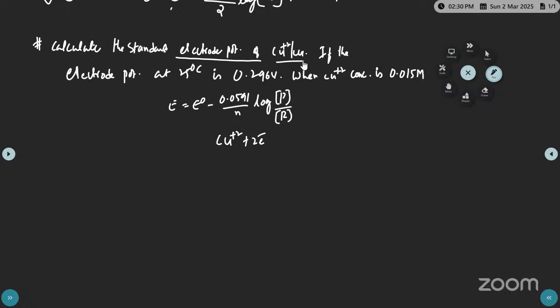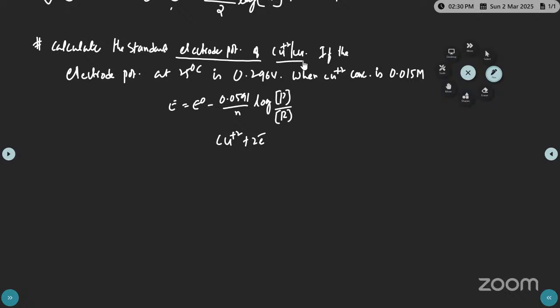So here the given electrode is a cathodic representation, isn't it? Left side of the vertical line Cu plus 2, that is the solution, and right side of the vertical line is metal. So it is a cathodic representation. So we have to write the cathodic reaction.